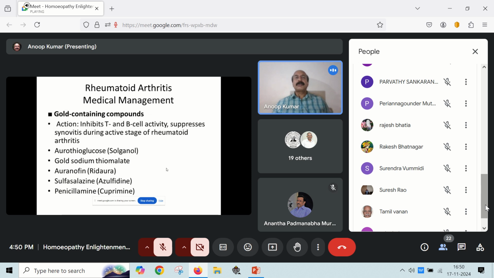Gold-containing compounds will also inhibit rheumatoid arthritis. Their action is to inhibit T cell and B cell activity, suppressing synovitis during the active stage of rheumatoid arthritis. So this is one of the other medical management options adopted. Then there is gold aurothioglucose, then gold sodium thiomalate, and auranofin. These are all medicines which contain gold. These medicines are useful for inhibiting T cell and B cell activity and suppressing synovitis.